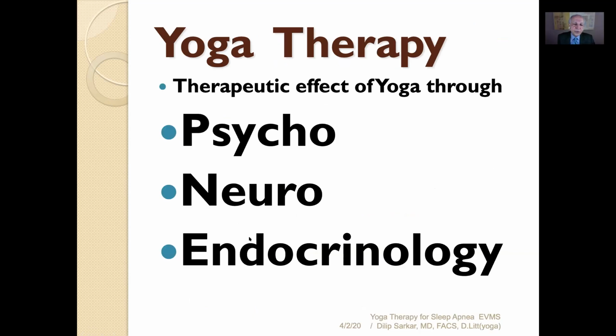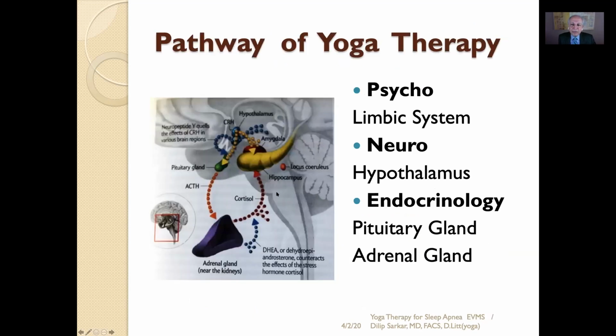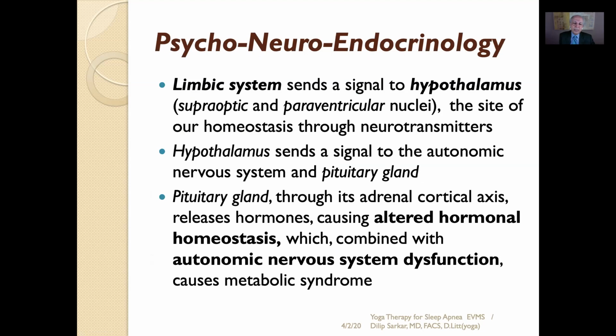The pathway, as I described, is called psychoneuroendocrinology. It affects your limbic system, and the limbic system is amygdala and hippocampus, which sends neurotransmitters to the hypothalamus. The hypothalamus sends a signal to your endocrine system, pituitary gland, adrenal cortex, and it also affects your autonomic nervous system, creating more parasympathetic outflow and a very quick shift from sympathetic to parasympathetic output. So the final pathway we call correction of the altered hormonal homeostasis and correcting the autonomic nervous system dysfunction.